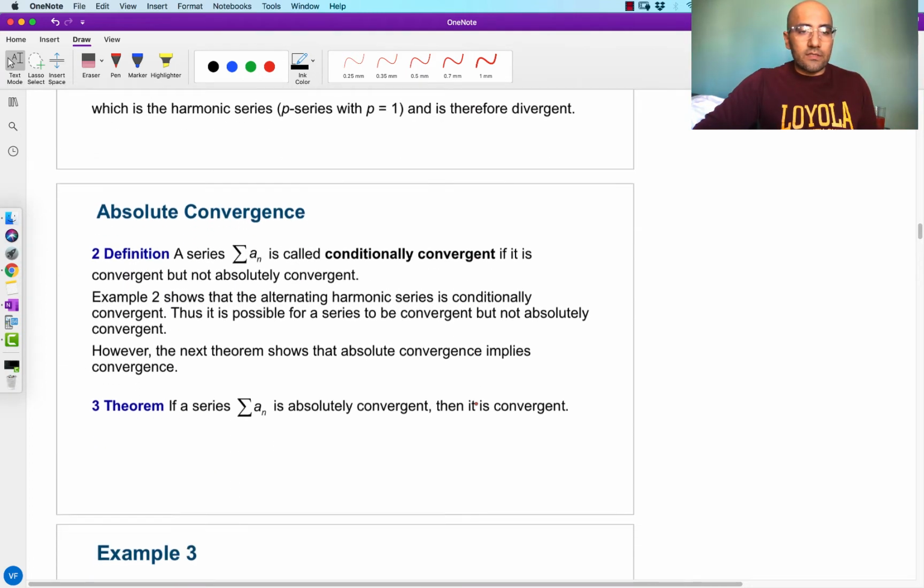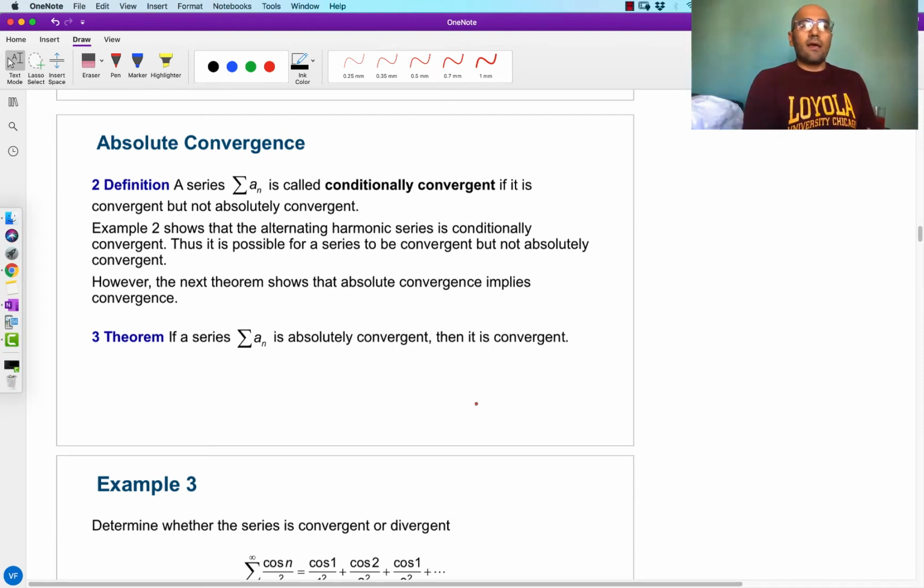Okay, all right, so let's bring that together. Definition: a series, a sub n, is called conditionally convergent if it is convergent but not absolutely convergent. As example 2 shows, the alternating harmonic series is conditionally convergent, so it is possible for a series to be convergent, but not absolutely convergent.